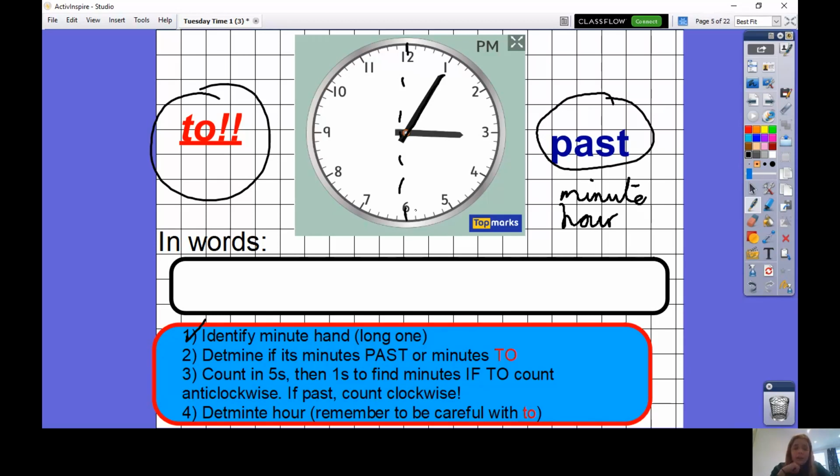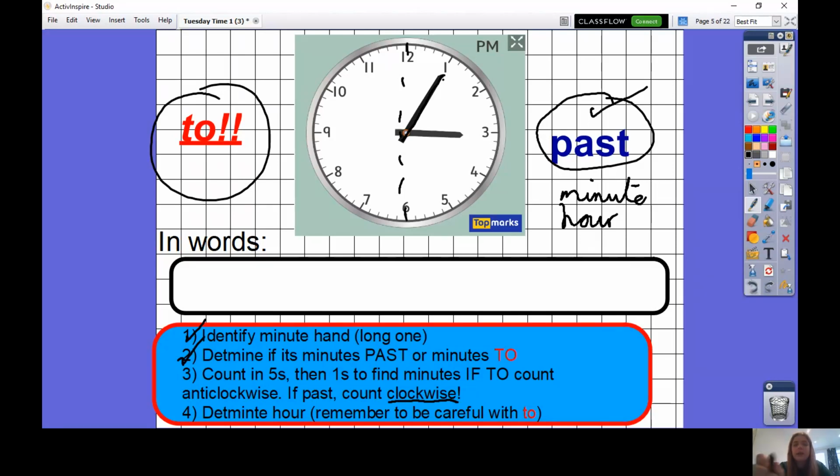So you need to first, before you start doing anything else, know if you're talking about a past or a to time. I can see my minute hand is on the right hand side, therefore I'm looking at past, because that tells me which direction I need to count in. I know I'm looking at past, therefore I need to count clockwise. That's the same way round your minute hand goes. So I need to count in groups of 5 like that. And then if I need to, I'll count the ones independently like that.